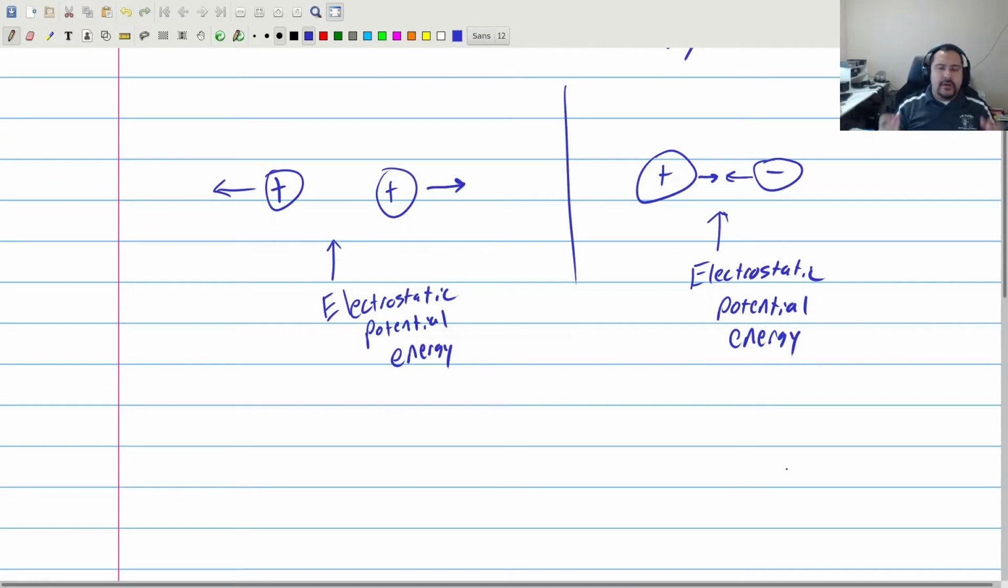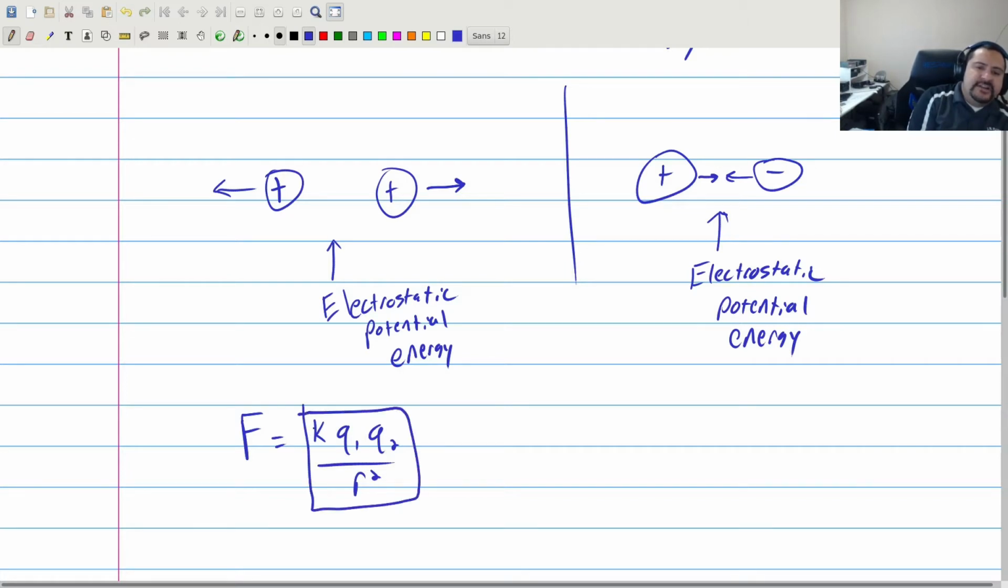So where would these things exert zero force on each other? Well, in order for the force to be zero, we already know Coulomb's law: F is equal to K Q1 Q2 over R squared. In order for this to be zero, there's a few possibilities. If Q1 is zero, the force will be zero. If Q2 is zero, the force will be zero. But if both of those charges are not zero, then the only thing we can manipulate to make the force go to zero is R, the distance between the two charges.